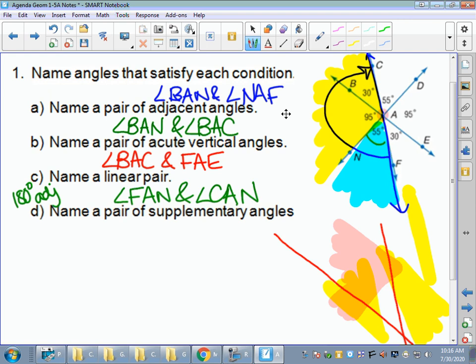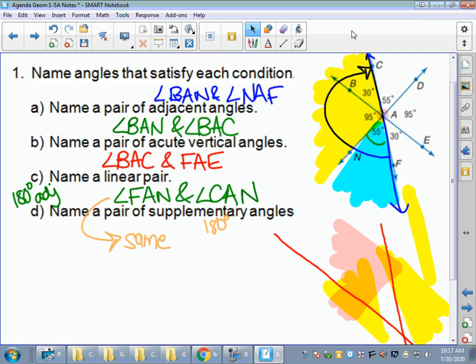Question D is a trick question. Name a pair of supplementary angles. Supplementary angles always add up to how many degrees? 180, right? The difference between supplementary and linear pair is supplementary does not have to be adjacent, but it can. So we could actually reuse our answer from letter C, or we could find another pair of angles that add up to 180 degrees.